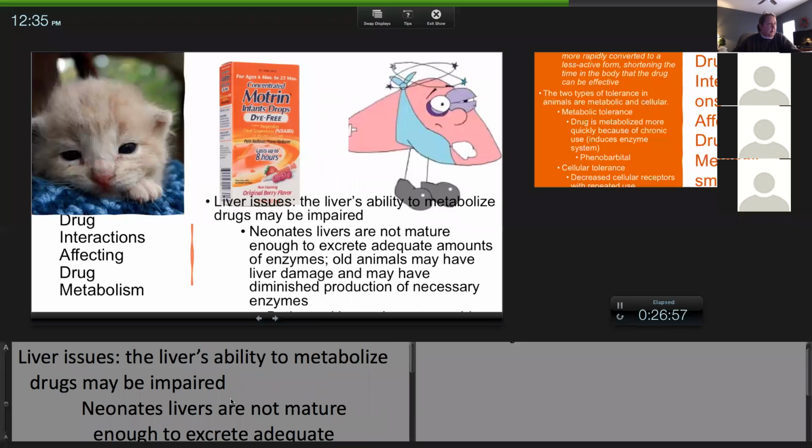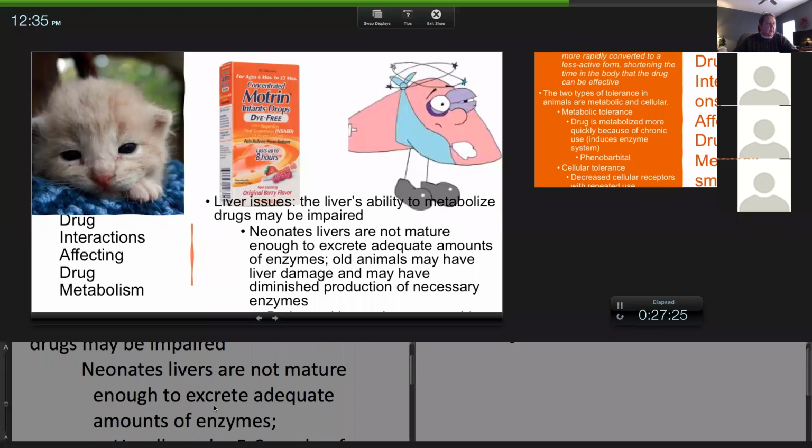Now, if we talk about drug interactions and the effect on that metabolism, the liver has to be able to metabolize the drugs that it gets. So we worry, is there any issue with liver function? Do we have any liver damage, or do we have an underdeveloped liver? So I like the cute little kitten picture.